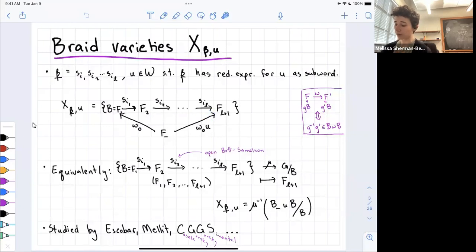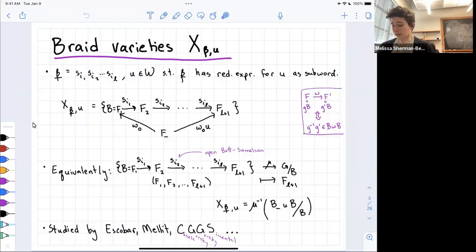And then where does U come in? Well, U is going to constrain where my walk ends, so what the final flag in my walk is. U is in particular going to tell me which opposite Schubert cell my final flag lives in. So that's what this notation means. It means that my final flag is in the opposite Schubert cell indexed by the permutation U.